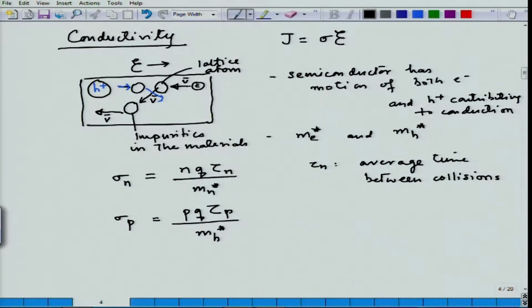So, basically when I am applying a field to a semiconductor, I have two carriers moving, one electron and one hole, and in order to get the total current, I need to add these two currents. Overall J will be J due to the electrons plus J due to the holes. Now, in this whole picture, the average time between collisions is something which is not measurable. You cannot measure this quantity.